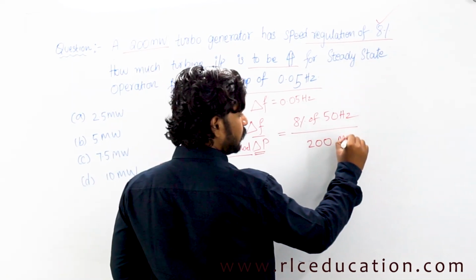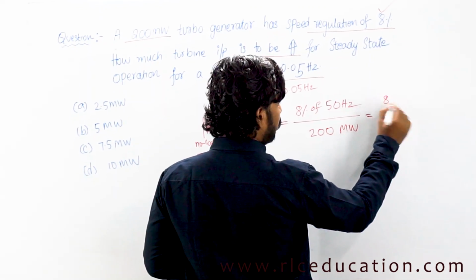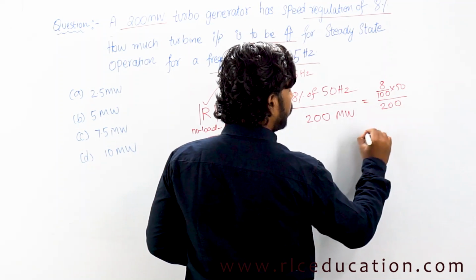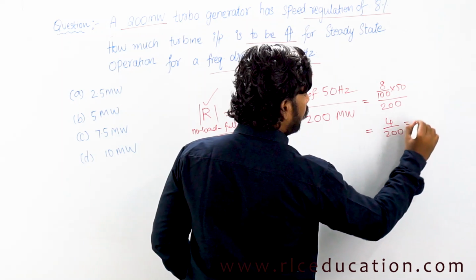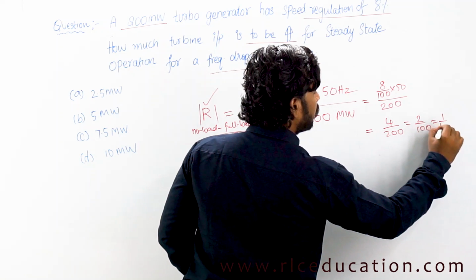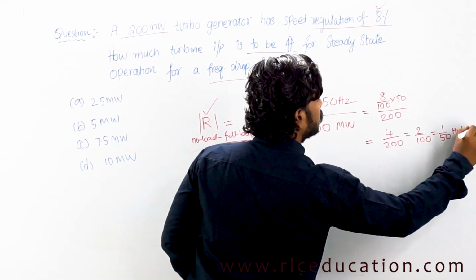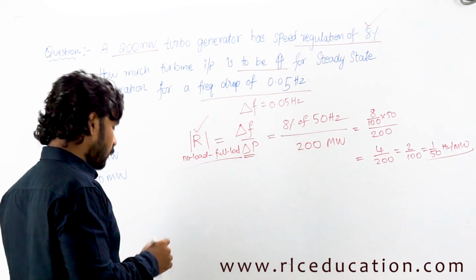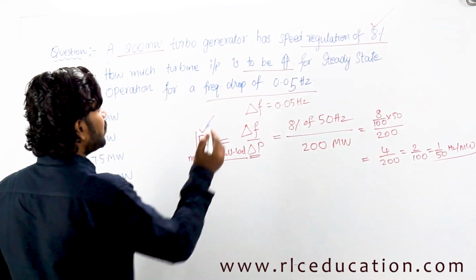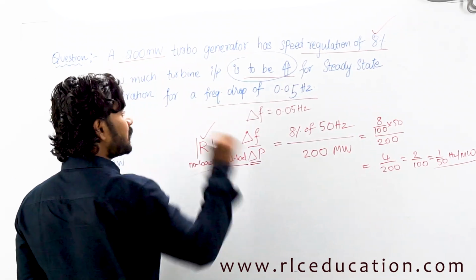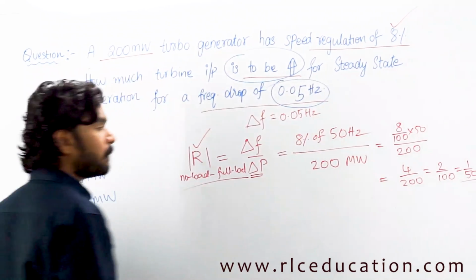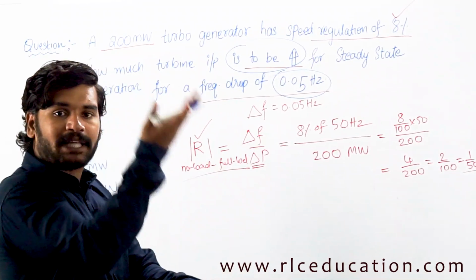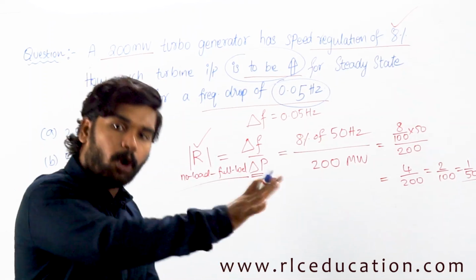Upon solving this, 8 by 100 into 50 by 200 equals 4 by 200, or 2 by 100, or 1 by 50 hertz per megawatt. So I got the regulation constant as 1 by 50 hertz per megawatt. Next he is asking how much power input has to be increased if the frequency drop in the system is 0.05. If the frequency is decreasing in the system and I want to pull back the frequency, what I have to do is put in more power, isn't it?